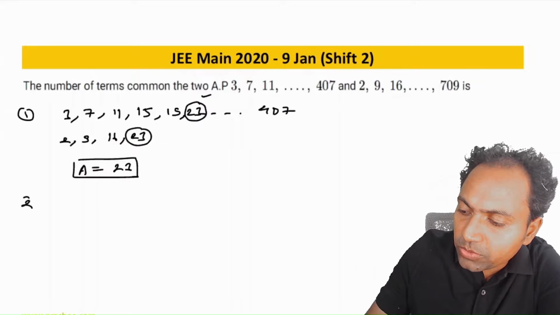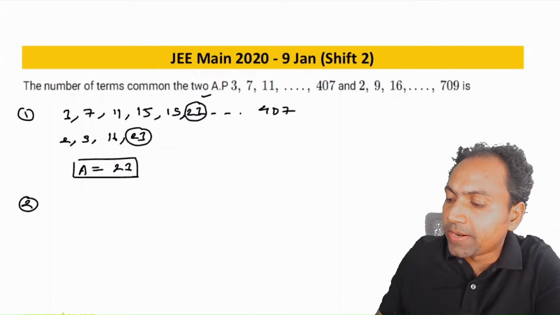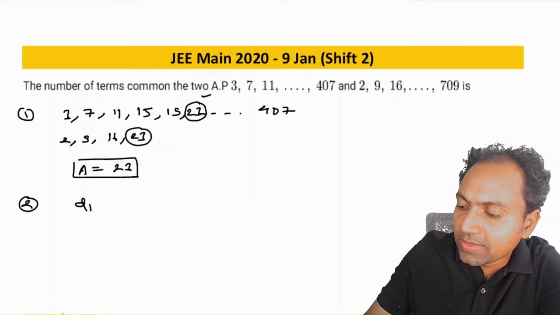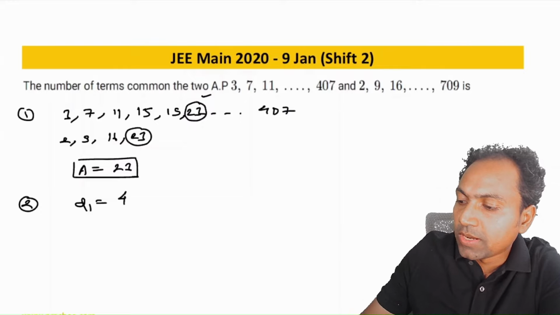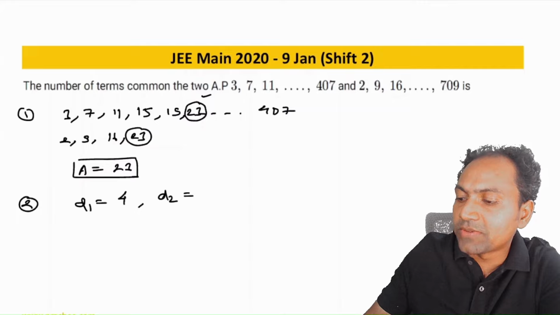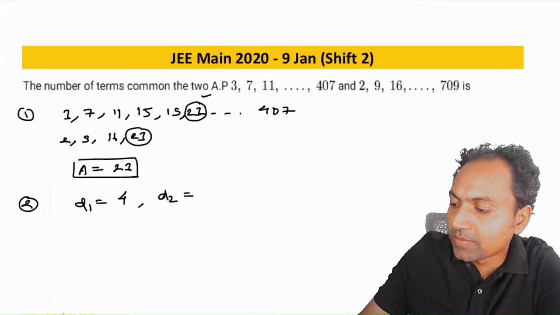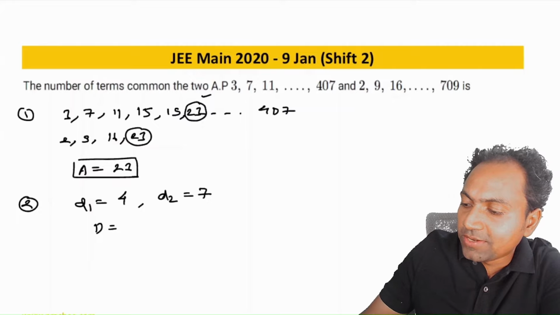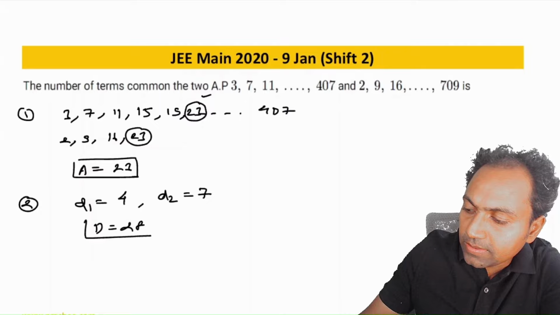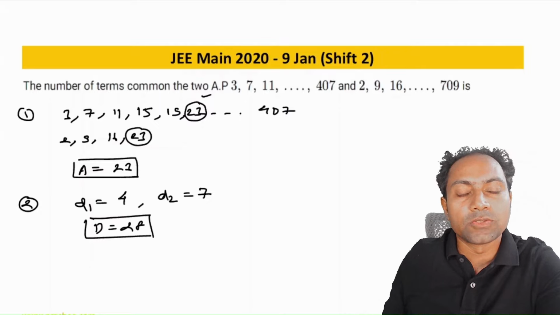Now let us come on to the second part. If I look at D1, that is the common difference of the first series, it is nothing but 4. And if I look at D2, the common difference in the second series, it comes out to be nothing but 7. And the LCM of D1 and D2 is nothing but 28. So this we have got.